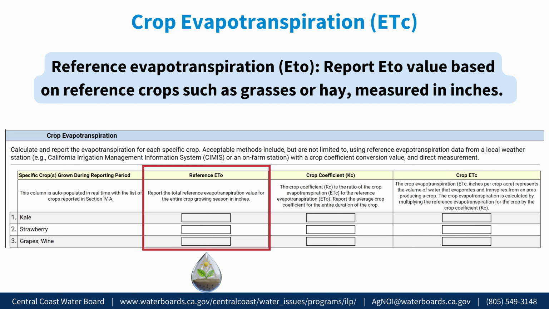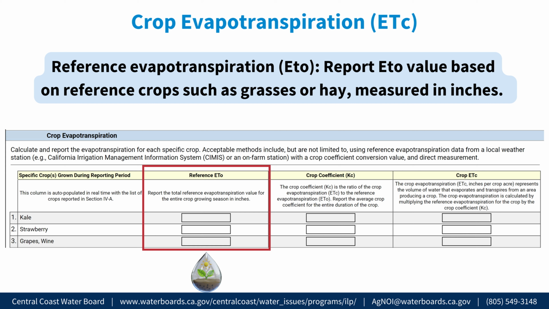The reference evapotranspiration, or ETo, represents an estimate of the loss of water from plant transpiration and soil water evaporation measured on a reference crop, usually grass. The drivers of evapotranspiration are sunlight, wind, humidity, and temperature.